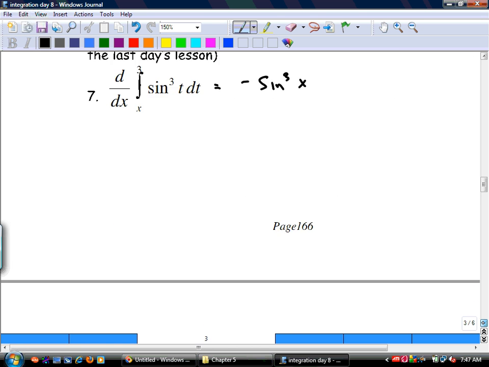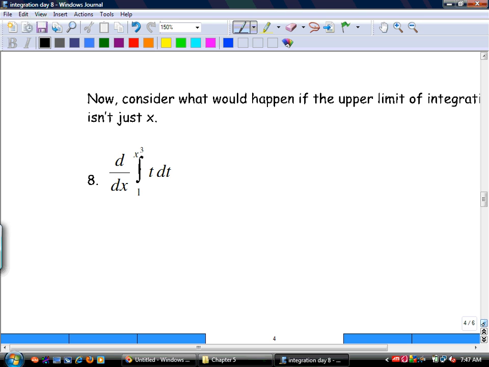No. That's just me. Okay, so what happens when it's not x? Lots of us would like to just say x, but we've got to be careful, so we're going to start at the beginning again with this one, because the variable isn't x up top, it's x cubed. Okay, so starting again. The antiderivative of t dt is 1/2 t squared plus c, and then we're going to evaluate that between 1 and x cubed.